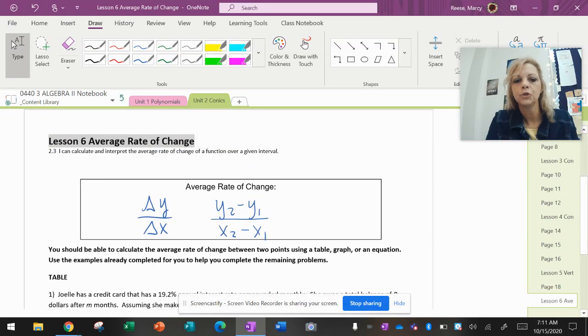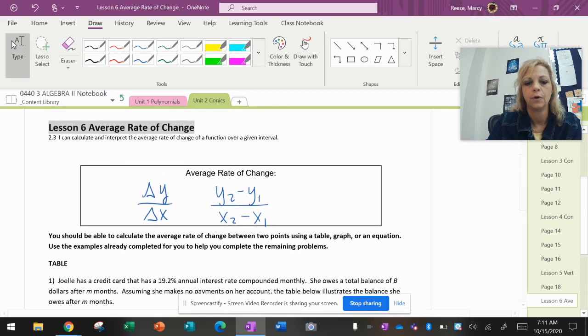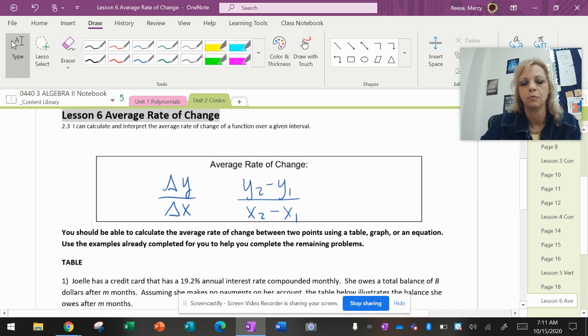Hi guys, we're doing lesson 6, average rate of change today. This lesson is something that you've done before, so you do know the formula. I have it up there actually already for you on your lesson 6 notes, so make sure that you're actually writing stuff down.